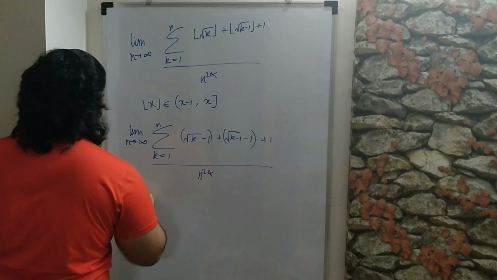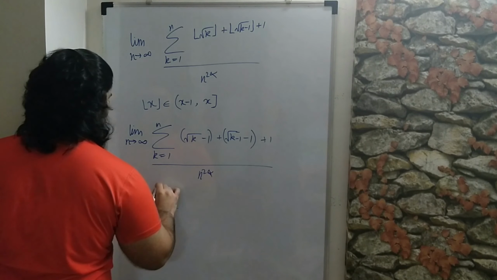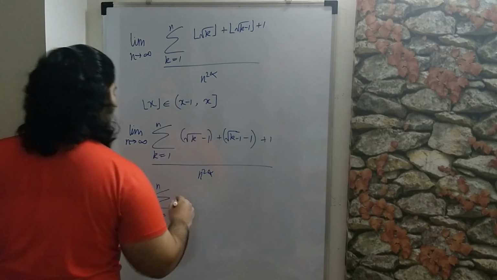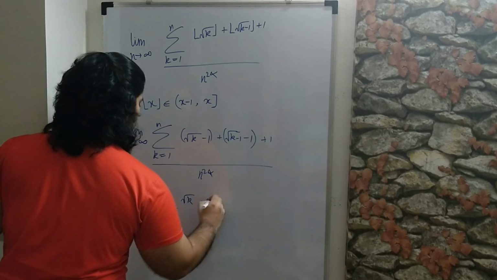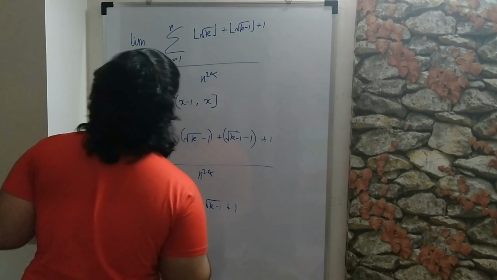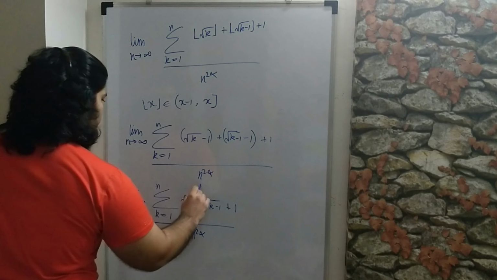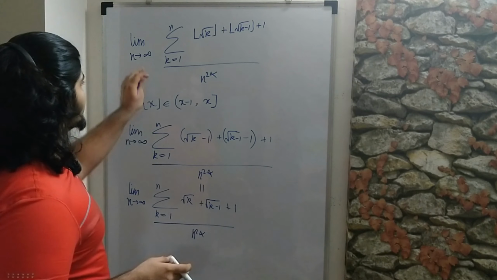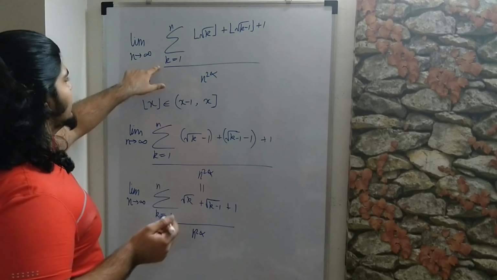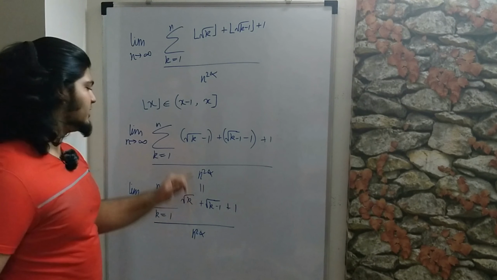And I'll also write the other limit, k equals 1 to n, and this time instead of taking x minus 1, I'll take x. So root k plus root k minus 1 plus 1 over n to the 2 alpha. If I prove that these two limits are equal, then by the sandwich theorem, this limit will also be equal to whatever these two limits are equal to, because this is strictly greater than this and less than or equal to this, so it must lie between these.